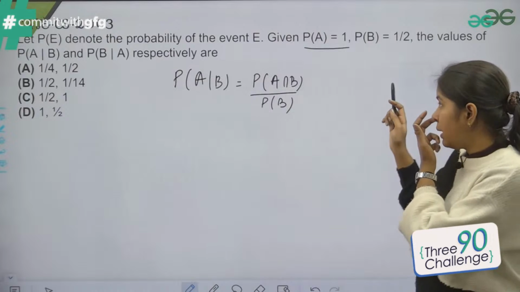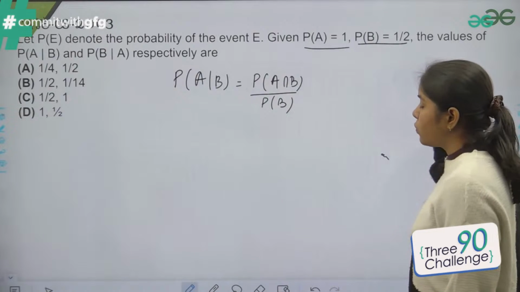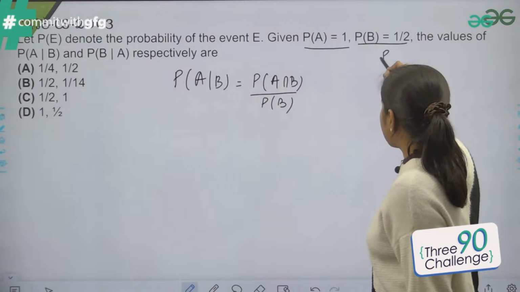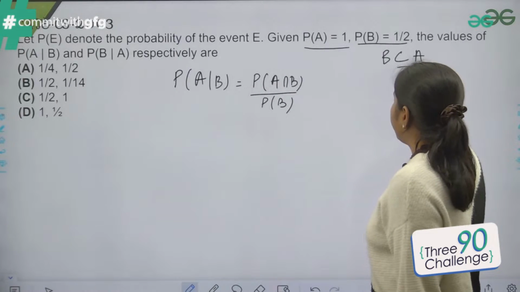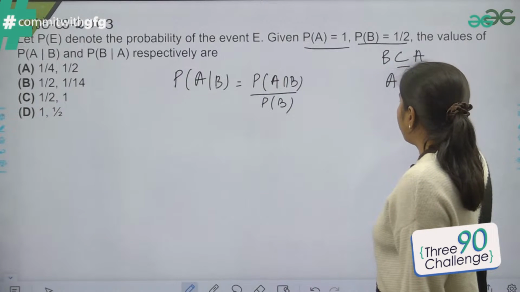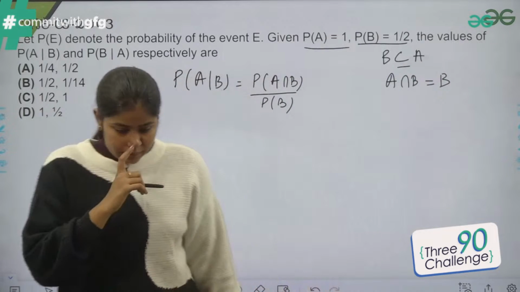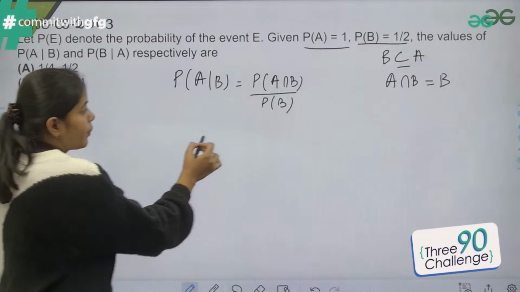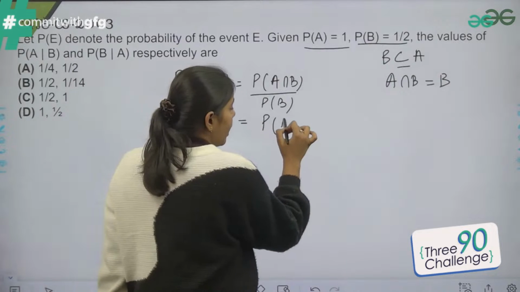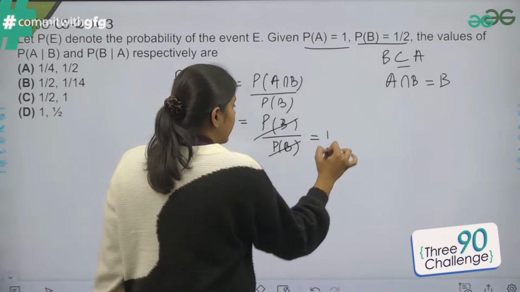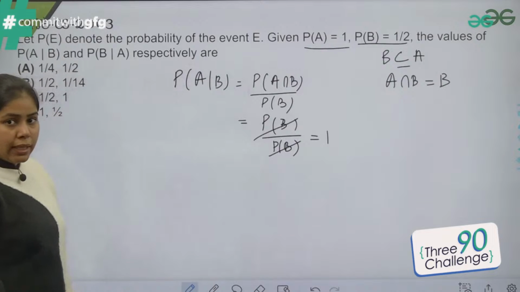You can see that here probability of B is equal to 1 by 2, and it comes from one of the experiments. So B is a subset of A, and when I talk about A intersection B, I'll get B. So probability A intersection B would be probability of B. These two values get cancelled, and I'll get 1. Probability A given B is 1.